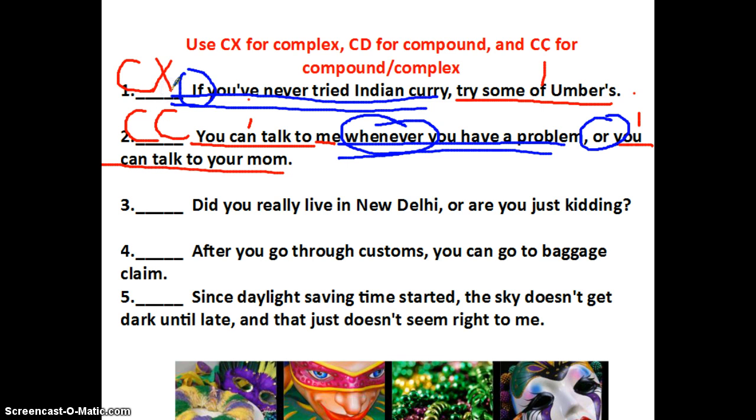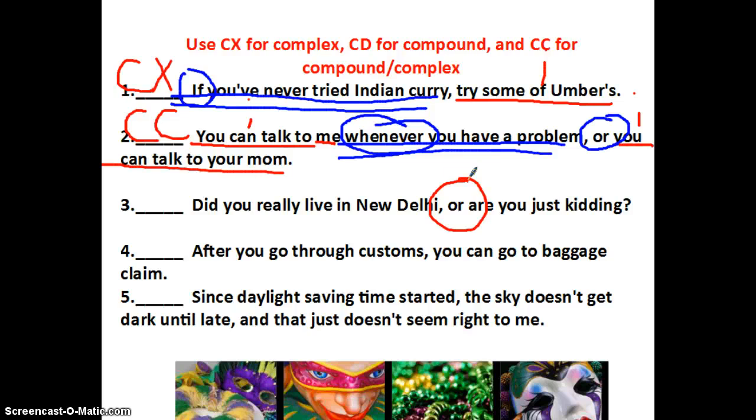On the third one, I'm going to look first for any starter words: AWUBIS, FANBOYS, or relative pronouns. I don't see any relative pronouns. I don't see any AWUBIS words, but I do see a FANBOYS, so I'm going to circle it. Does the FANBOYS have a comma with it? Yes, it does. So now I need to check to see if both sides of that FANBOYS could stand alone.